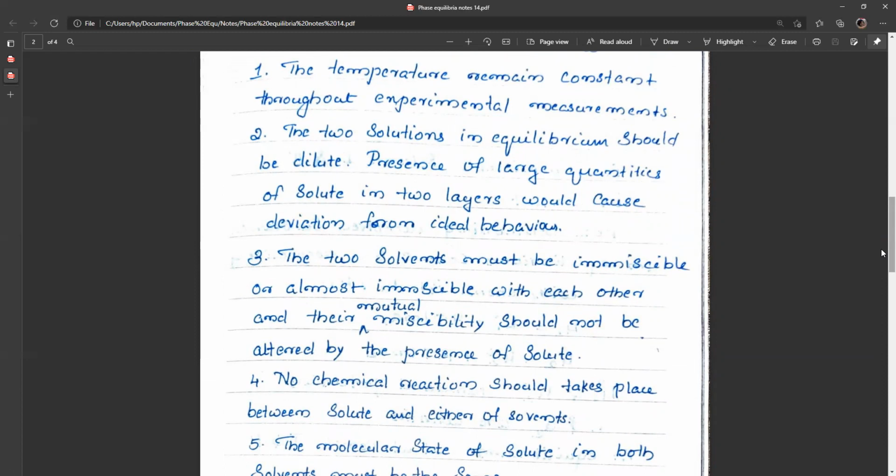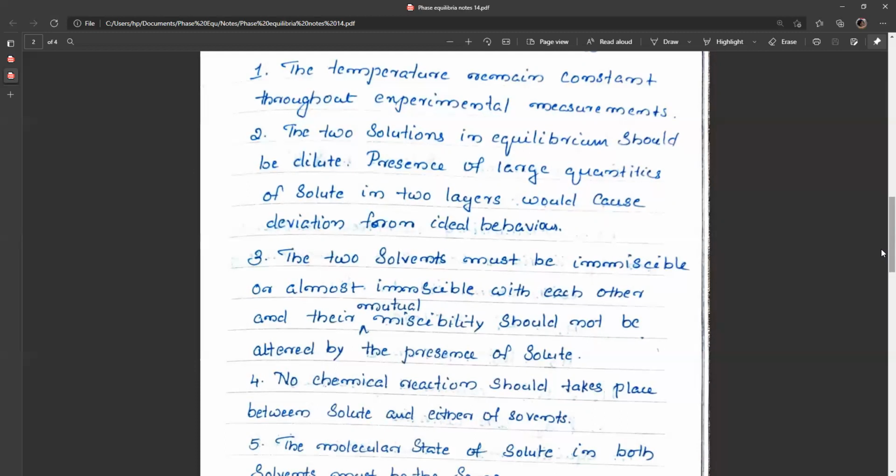What that means is, oil and water are mutually immiscible. But if we are adding soap as solute to this system of water and oil, then their mutual solubility will be increased. Water will become soluble in oil, or oil will become soluble in water. In that case, the mutual solubility is affected by the presence of the solute. But here, it should not be like that. The mutual solubility should not be altered by the presence of solute.